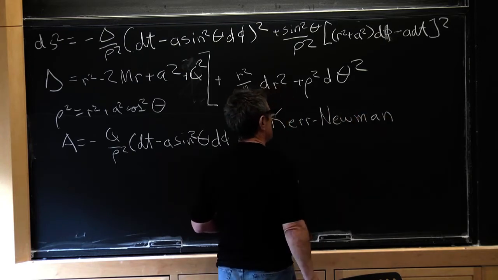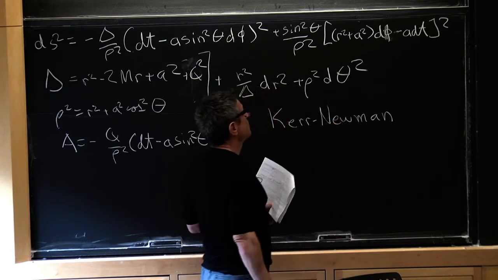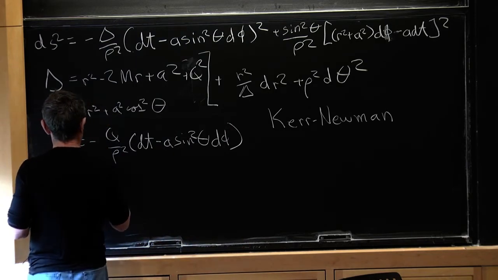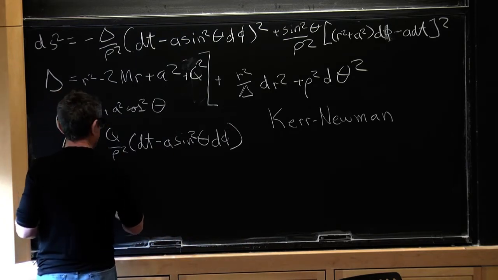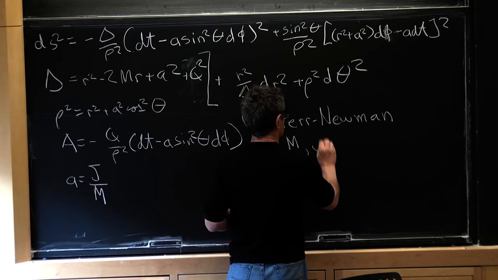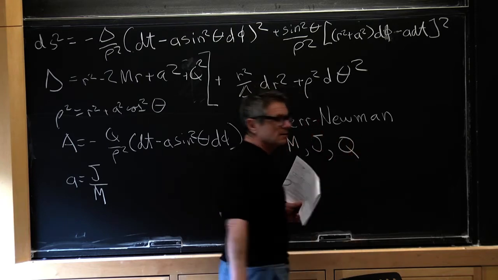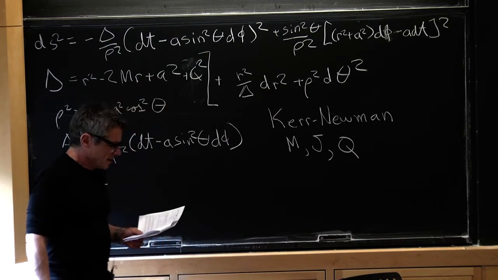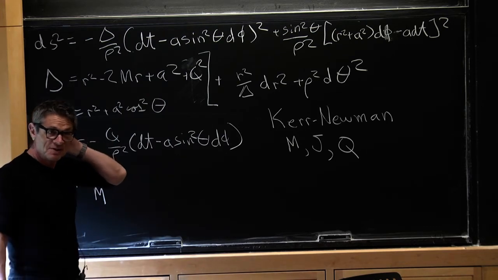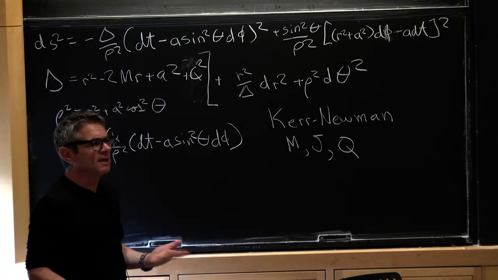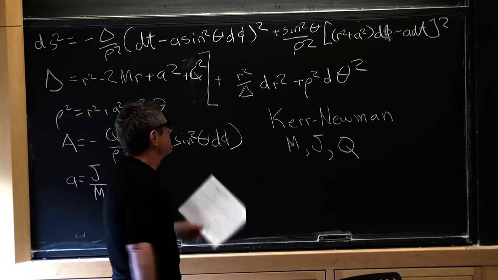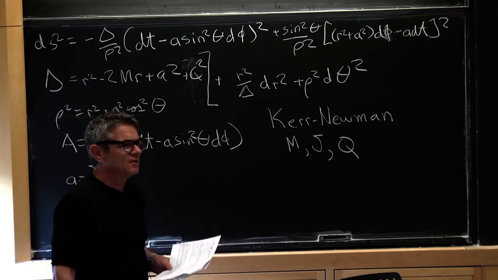So these are the full Kerr-Newman black hole solutions, where, as before, we have the parameter a, which is the angular momentum divided by the mass. And Kerr-Newman has three parameters, M, J, and Q. Again, it's surprising. It's a lot of work to show that this solves the Einstein-Maxwell equations, and it's very surprising that you can write a solution in closed form. It could have happened that we needed numerics to find this.